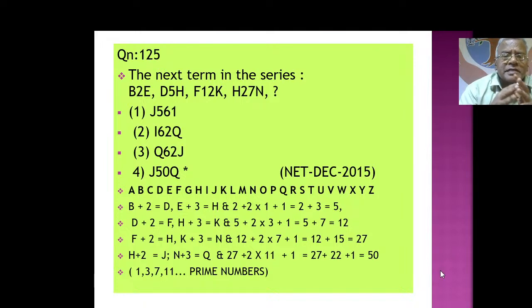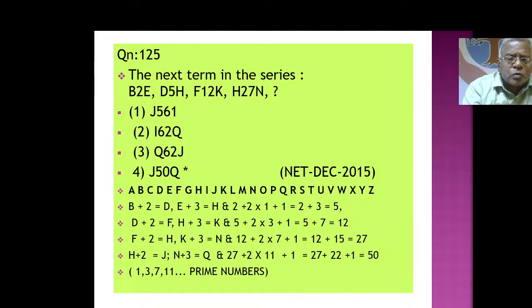The next term in the series. This is another very interesting, very challenging problem that was asked in 2015. B2E, D5H, F12K, H27N. Okay, so what is the next term they are asking? As usual, you put the alphabet up to Z: A, B, C, D, E, F, G up to Z. Just compare B2E and D5H. Take these two terms, how does it come? Where is the clue? Just find out.